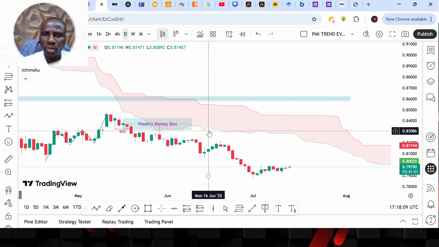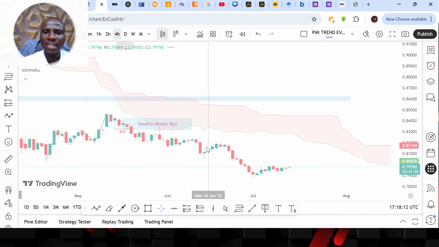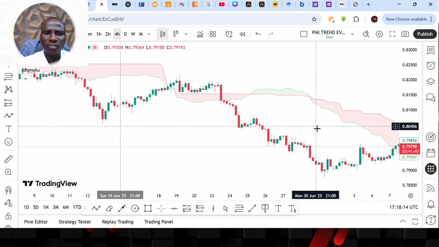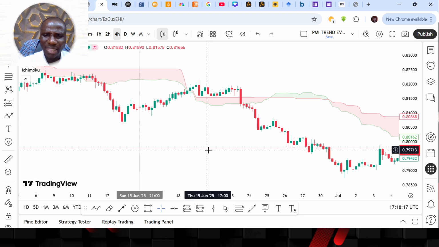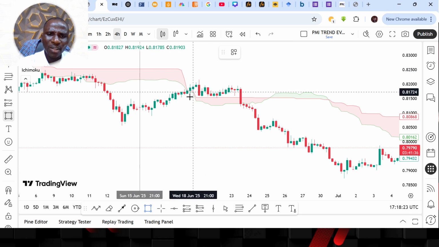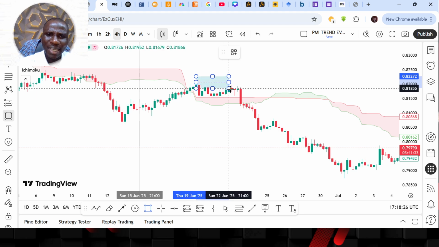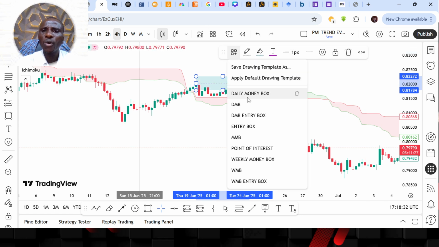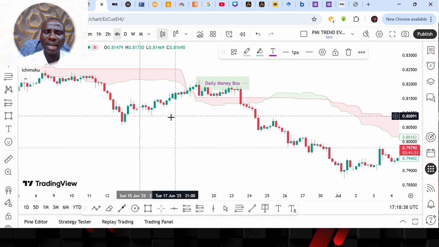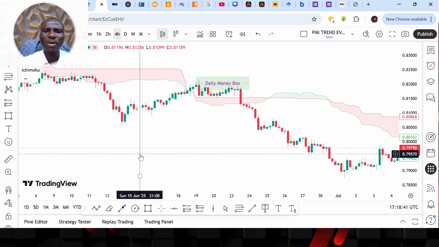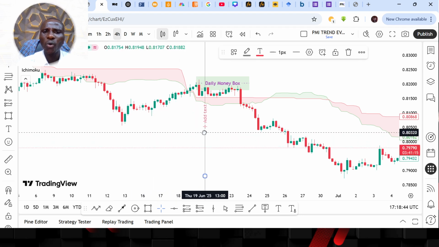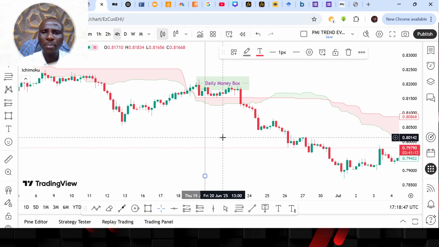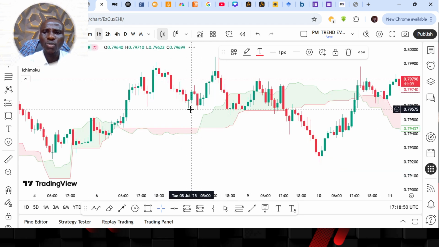So you go to the 4-hour chart, the confirmation chart. Now we are here. This is the confirmation chart. Then in this case you are expecting an engulfing move. And the one I can see is this one. This engulfing move is what will form your daily money box. Daily money box. You see that now. Now, after the daily money box is formed, you can wait for the price to come back into the daily money box. Then you go to the entry chart to take your position.